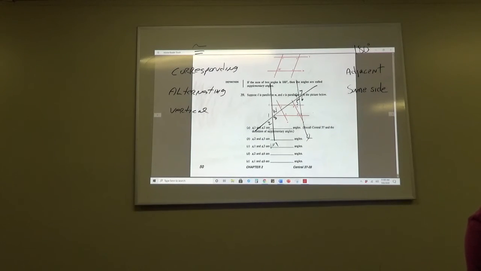All right, angle 1 and angle 2 are what kind of angles in this drawing? Same side. What are angle 2 and angle 6? Corresponding, right? Okay, angle 2 and angle 5 have no vocabulary words for those. But angle 2 and angle 3 are supplementary, and then angle 3 and angle 5 are equal, so angle 2 and angle 5 are supplementary.